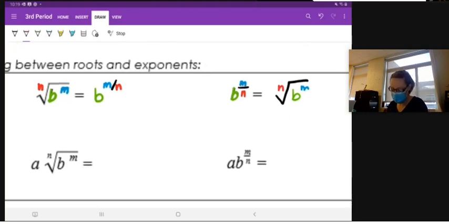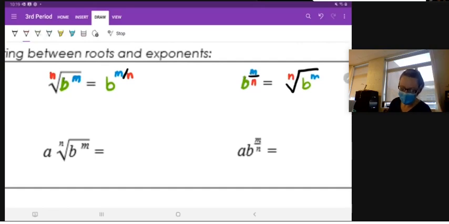There are two more examples here I wanted to show you, and that is, what do you do when you have this extra a out front? This wouldn't necessarily be a. This might be a number. It might be a 2 or a 5. It could be an x. It could be a y.